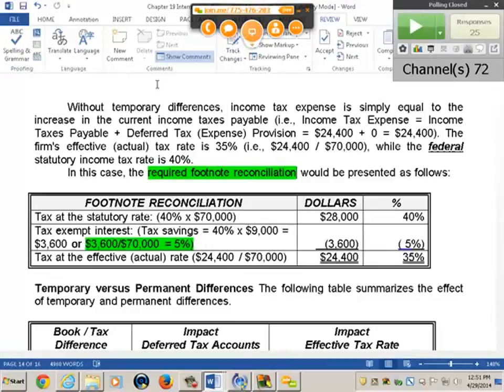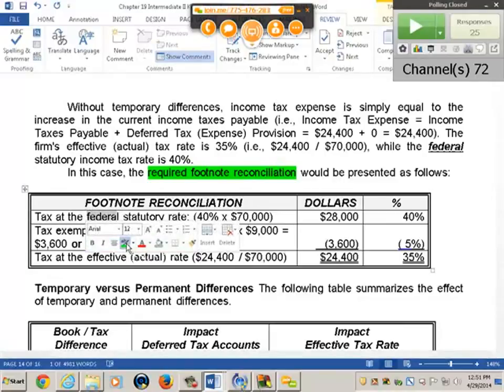And the reconciling items include permanent differences, state and local taxes, because don't forget, and that should have been clear here, I don't know if I put it on yours, but this is the federal rate. So, I guess I didn't. The federal rate is 40%.